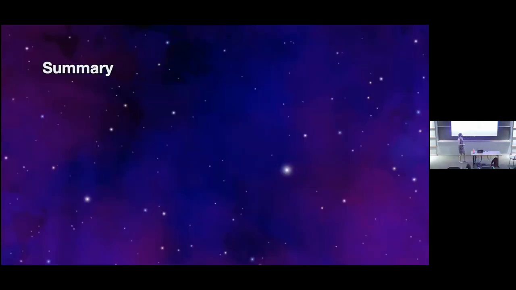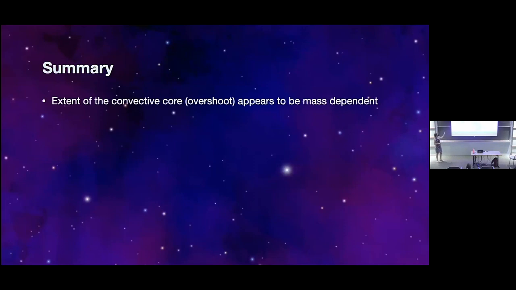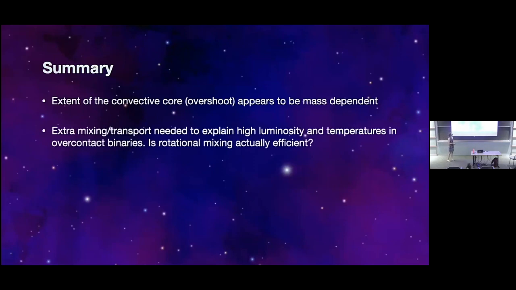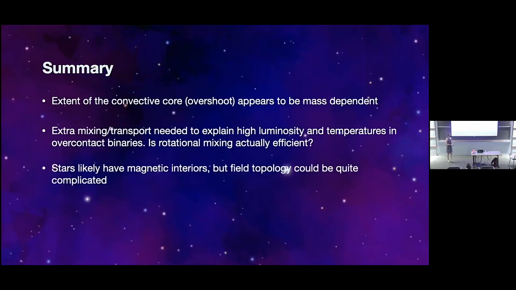So let's put this together in a summary. I had a few things that I wanted to convey. I think the extent of the convective core, so the convective boundary mixing, is mass dependent. There seems to be some extra mixing or transport needed to explain the high luminosity and temperatures in overcontact binaries, but it's not really clear whether chemical mixing is actually efficient.